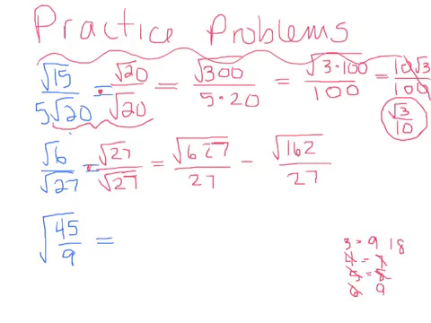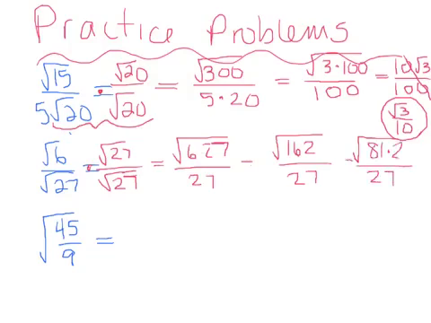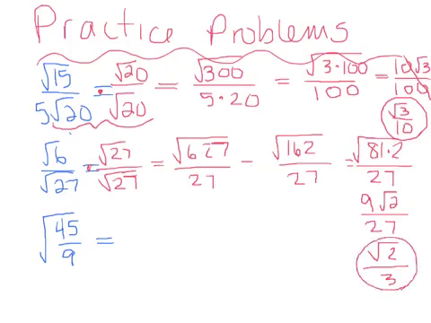Okay, so you can erase all that. 162 is the same as 81 times 2. Who knew, right? Square root of 81 is 9. And I can simplify 9 and 27, dividing both by 3. Actually by 9. 9 goes into 9 1. 9 goes into 27 3 times. 2 square roots of 3.